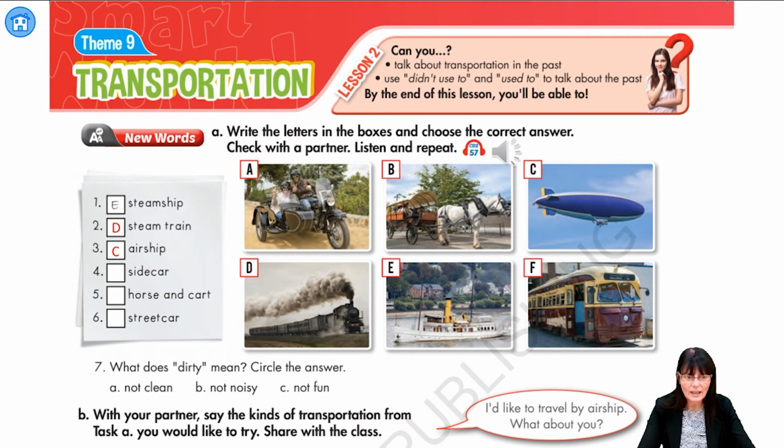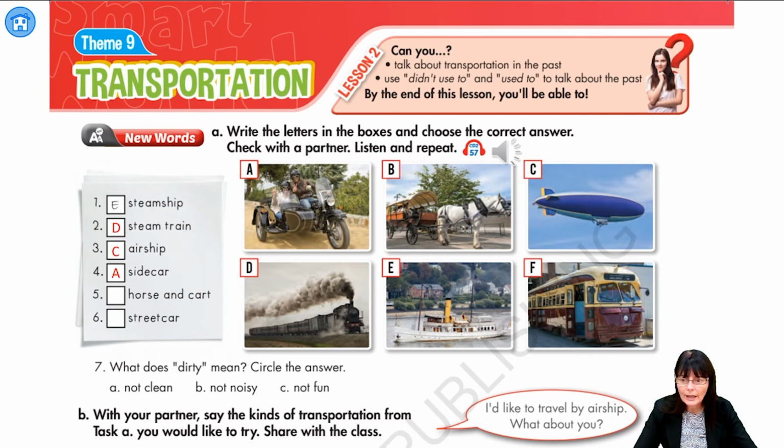Okay, so the airships are very, very big. Okay, and number 4 is a sidecar, and you would match that to picture A. Okay, so the sidecar is just attached next to the motorcycle, and the person or the passenger sits inside, and we call it the sidecar because it's attached to the side of the motorcycle.